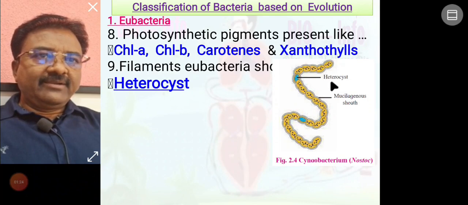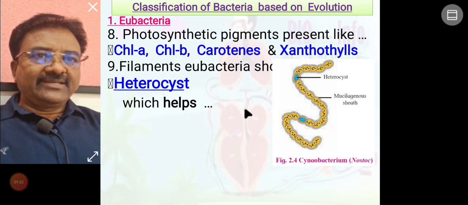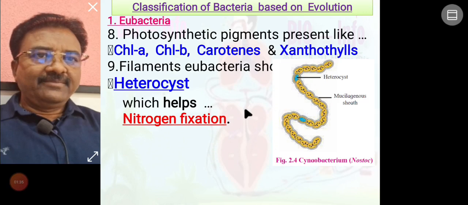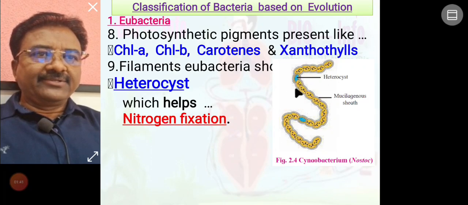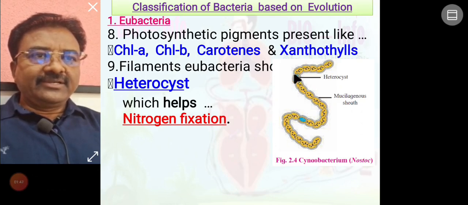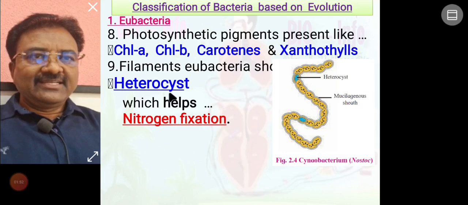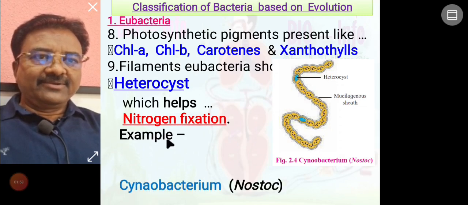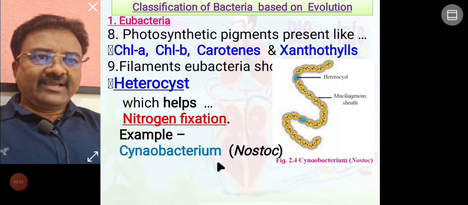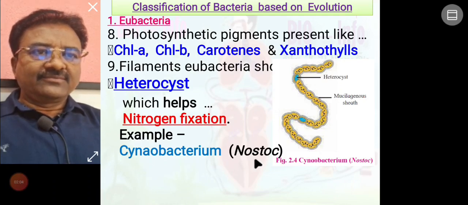So filamentous form eubacteria show heterocyst cell, and this cell means heterocyst cell helps nitrogen fixation. Atmospheric nitrogen is absorbed to convert to nitrate. So nitrogen fixation process takes place inside the heterocyst cell, seen in cyanobacteria, example noted here, cyanobacteria known as nostoc.